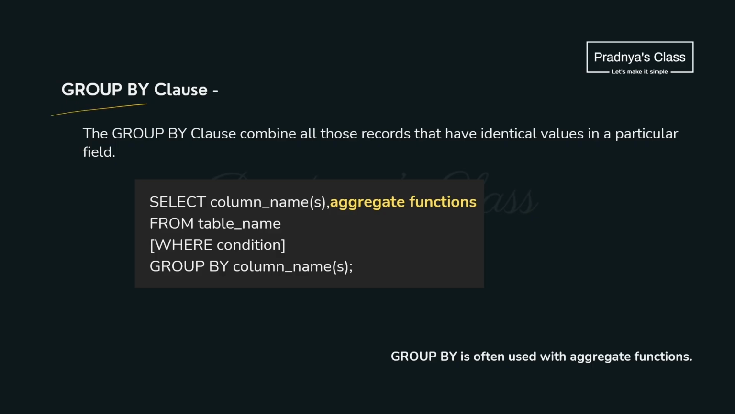There is one more important clause, that is group by. If you want to group the records based on some criteria, like if you want to consider the group of people based on city, then you can do it. Generally, it is used with aggregate functions. So here is the syntax. We will group by based on a certain column.